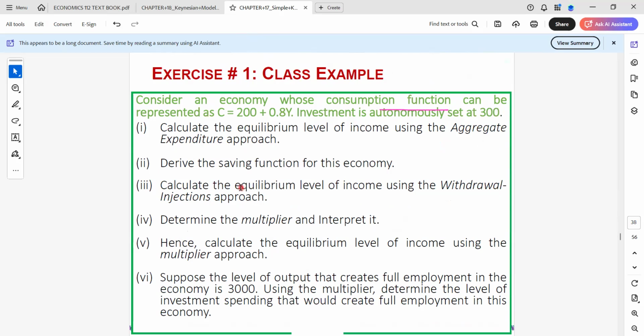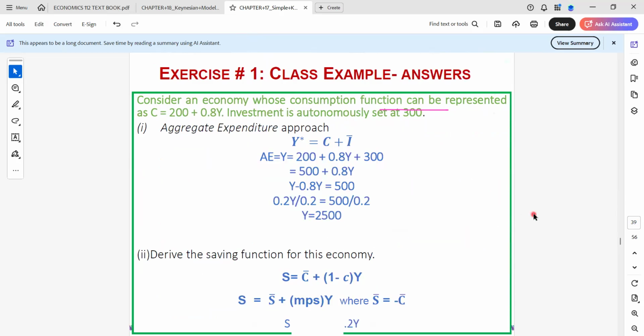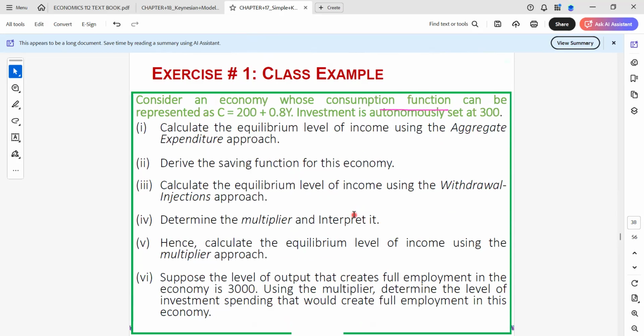Okay, so we're going to do this question here, just the last one. We're going to assume that we've already done number one, two, three, four and five. Number one is saying to calculate the equilibrium level of income, and they calculated for us 2,500. So let me just write here.